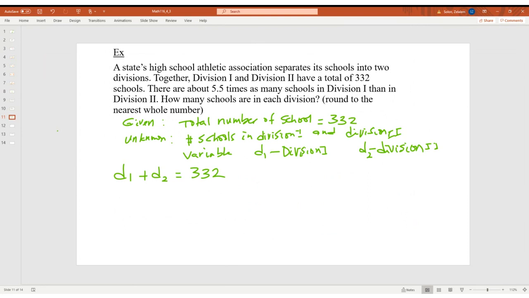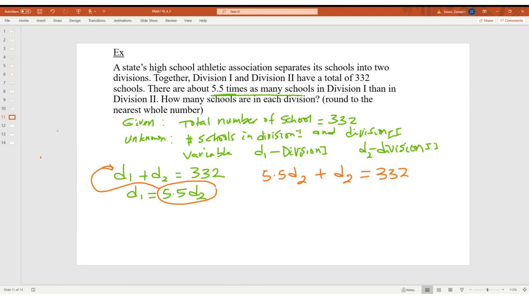That's the first equation. The next equation says there are 5.5 times as many schools in Division 1. So Division 1 is 5.5 times Division 2. So these are the equations. And next it says substitute. We know Division 1 in terms of Division 2, so I'll take this and substitute it for Division 1 in the first equation. So 5.5 D2 plus D2 equals 332.